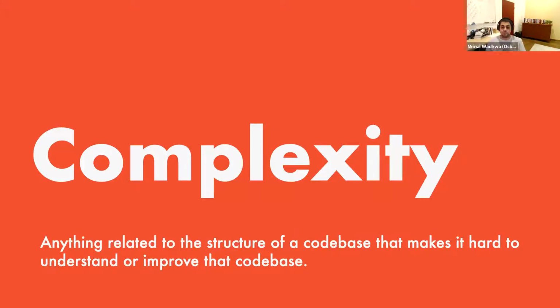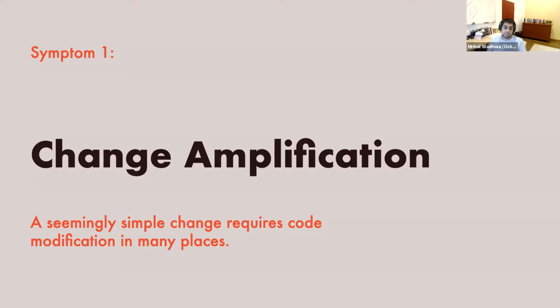So what do I mean by complexity? I've used this word now several times in the last few minutes. My fairly crude definition for the purpose of this talk is anything related to the structure of the code base that makes the code base hard to understand and hard to improve, right? It could be to varying degrees, but any structural thing that makes things hard for us is complexity. And there are some symptoms you can see in your code base when the code base is starting to get complex.